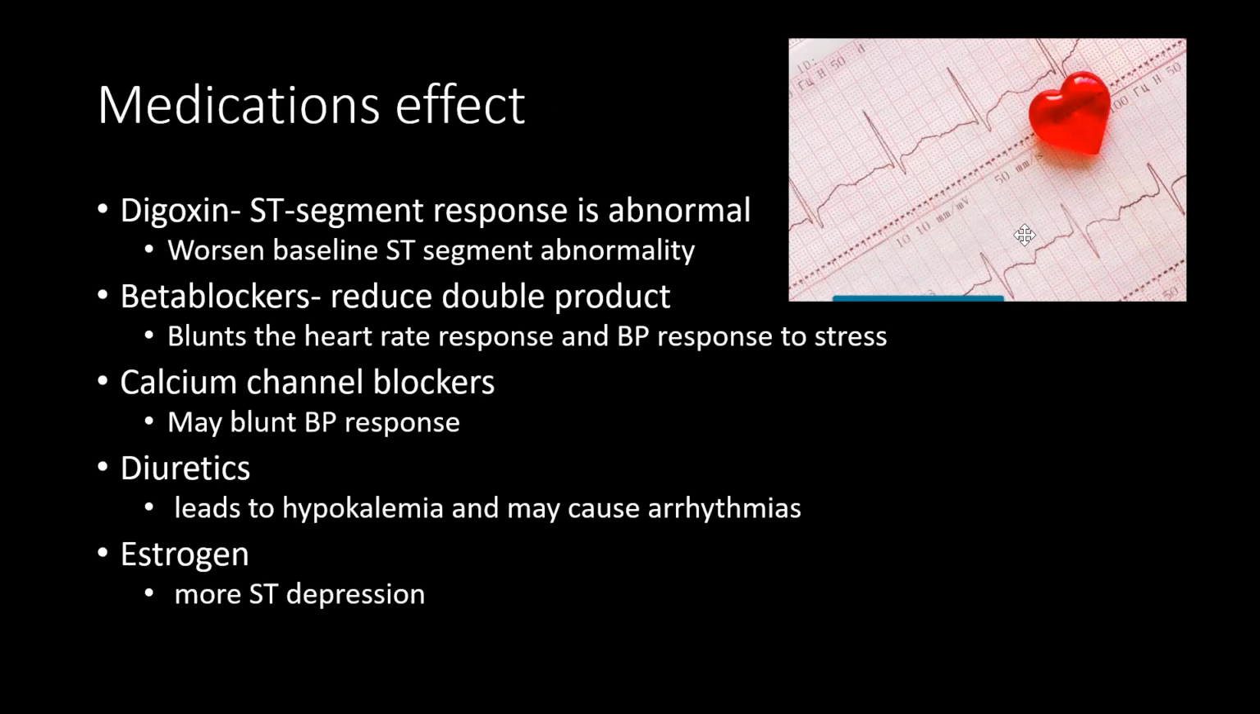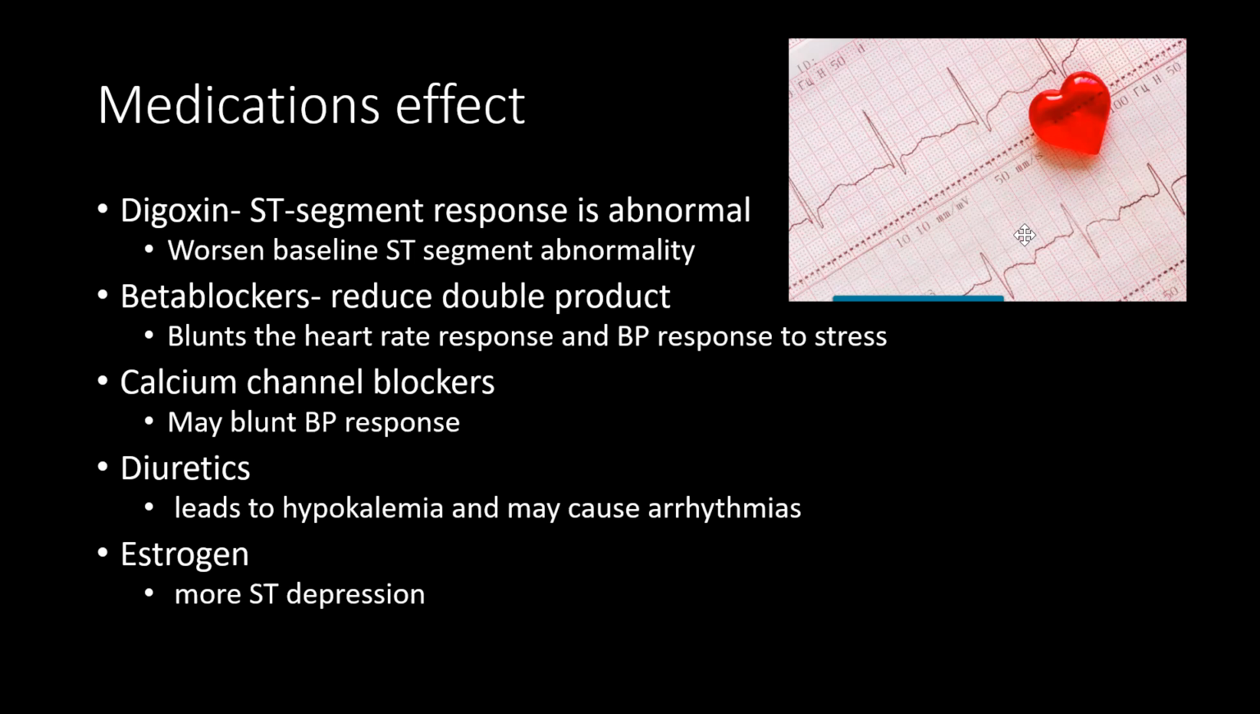Among the medication effects, there are 5 drugs that are generally discussed. Number 1 is the digoxin. With digoxin, there is baseline ST segment abnormality, and with exercise treadmill testing, the baseline ST segment abnormality worsens. So the ST segment response is abnormal when the person is on digoxin, sometimes making it difficult to see if there is ischemia present with treadmill testing.